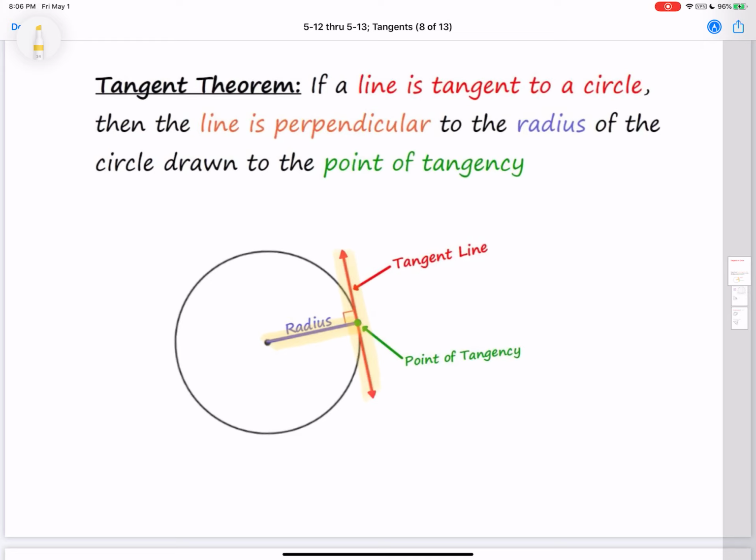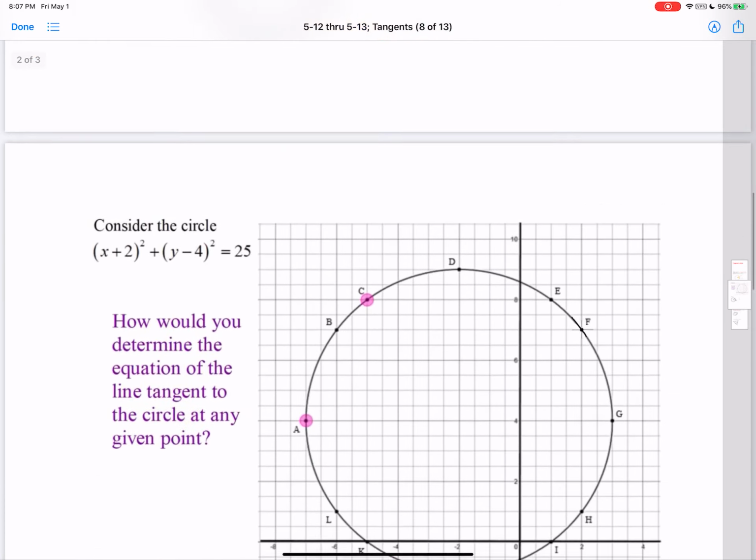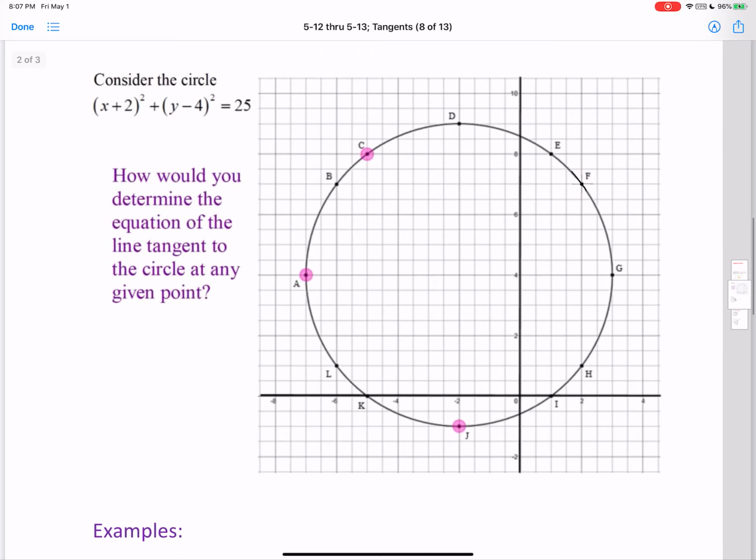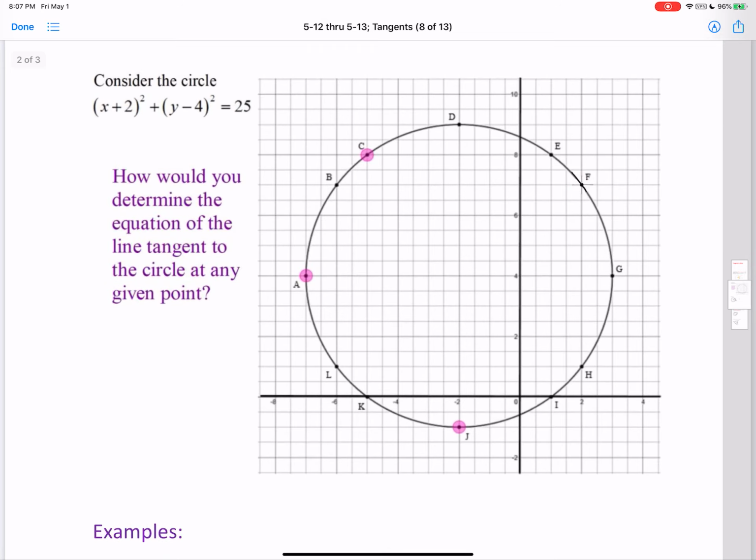So we have a perpendicular line with the tangent line and the radius, if that radius is drawn to the point of tangency. We're going to be using that theorem, and we're going to be calculating the equation of a line that might be tangent to a circle.